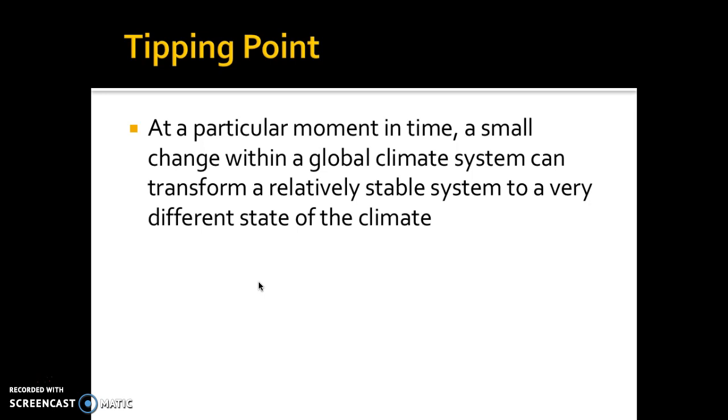But this is a term that you absolutely need to know. It's called a tipping point. This is the point after which recovery is no longer possible within an ecosystem.